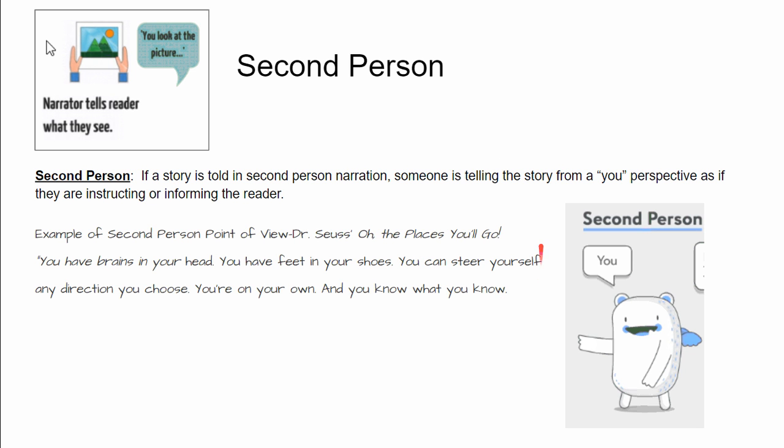We also see second person in directions or recipes that are directed at the reader. So in this case, the narrator tells the reader what they see. So we're looking at this picture, and the narrator's telling us, you see the sun, you see the mountains.